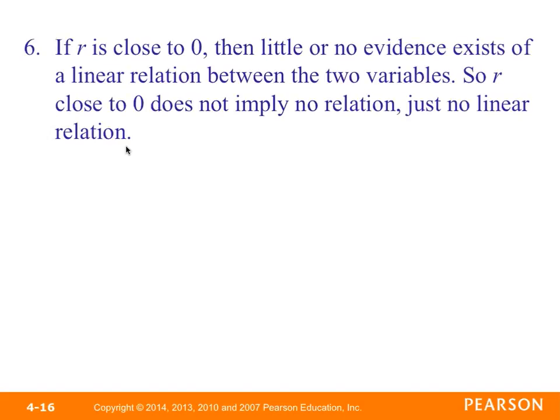Now, it's important to stress that that just shows us that there's no evidence of a linear relation, but there could be some other kind of relation. So you could have r close to 0, but you could have some kind of quadratic relation, like an x squared type of relation or something else entirely. So it's important to say that it's not that there's no correlation, it's that there's no linear correlation or relation.